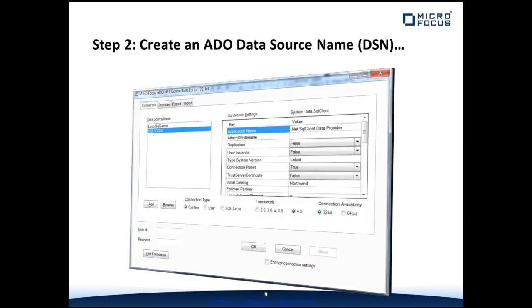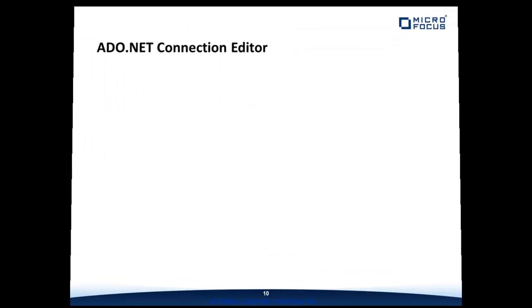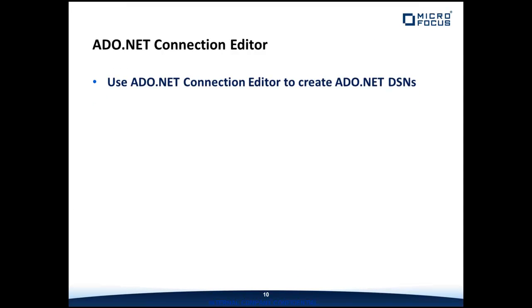Now that we have the appropriate ADO.NET provider software installed, it is time to create an ADO.NET data source name that we can use in our connection. This step is only necessary if you will be using Visual COBOL's OpenESQL technology to access ADO.NET through embedded SQL statements in your COBOL source. If you will be interfacing directly to the ADO.NET classes using object-oriented programming, then you will handle database connection through a connection object instead. The tool that is used to create DSNs for ADO.NET is the ADO.NET Connection Editor.